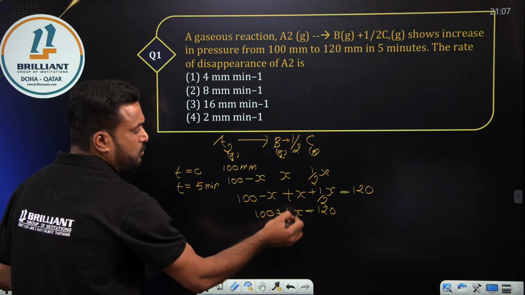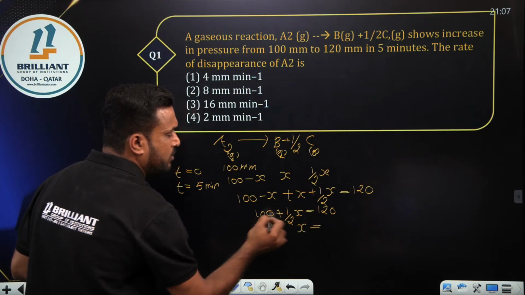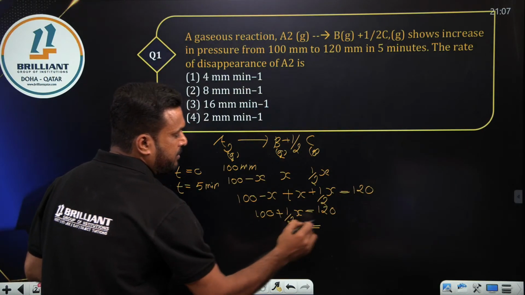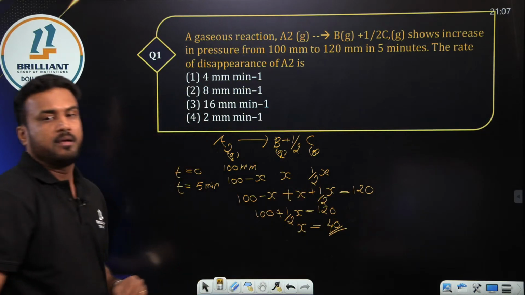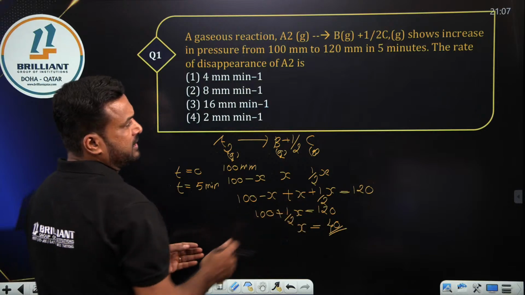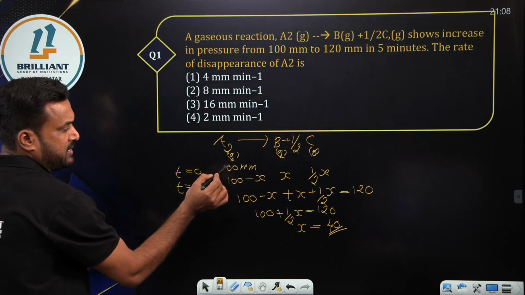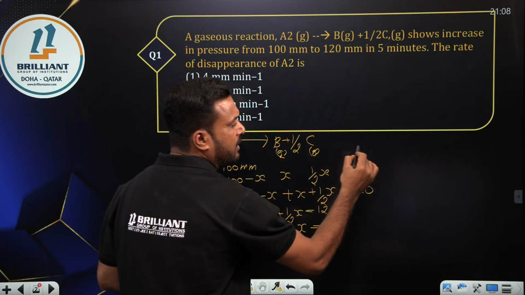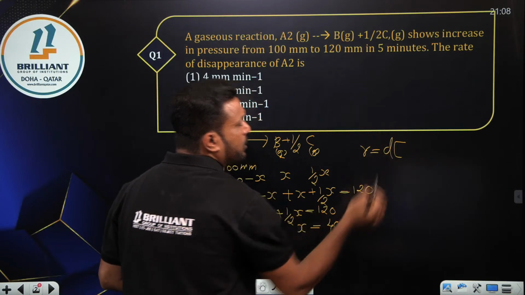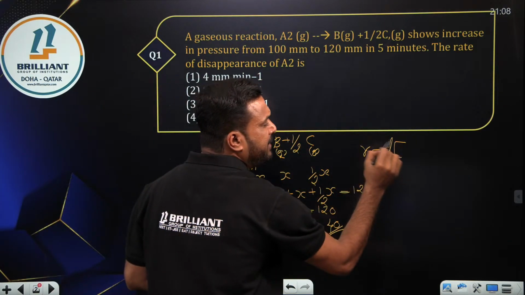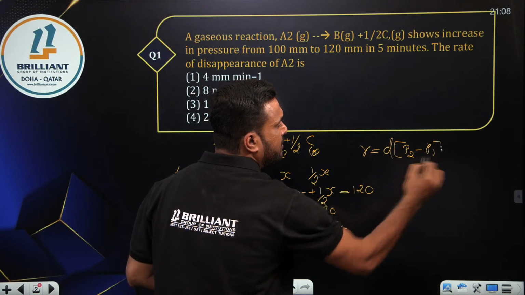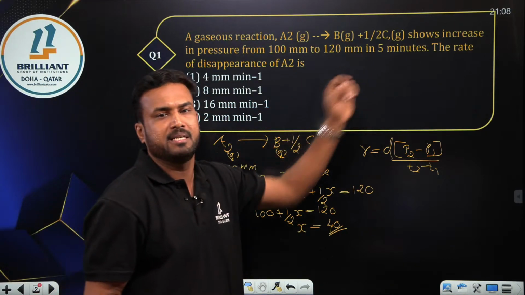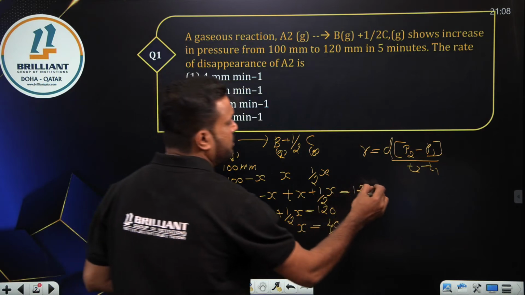From this one we can find out x. So 100 plus 1 by 2x is equal to 120 means x value will be what? This one will come to the right hand side, then we will be getting 120 minus 100, then divided by 1 by 2, that will be 40. Now we are getting the x value as 40, correct? Now for rate of reaction we have an equation normally. Rate is equal to d of concentration we will be taking normally. Here we will be taking P2 minus P1, isn't it? Divided by T2 minus T1 we can take. So T2 minus T1 anyway will be 5 minus 0.